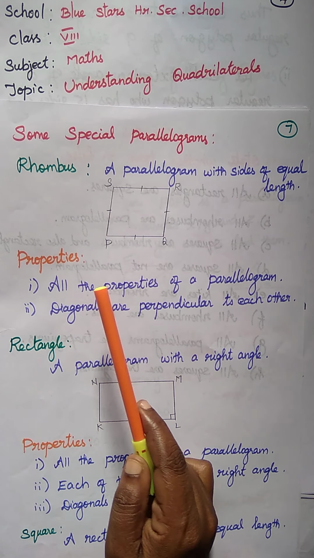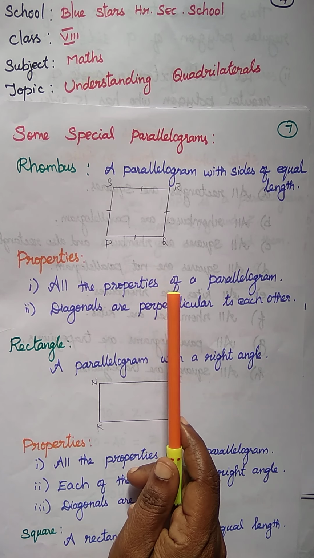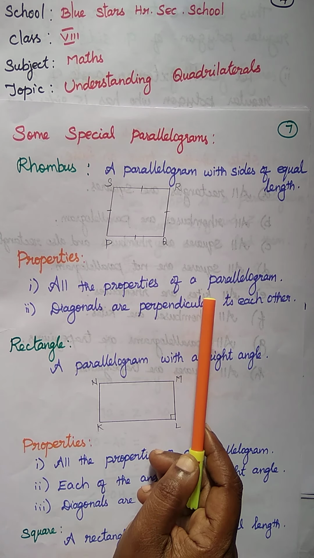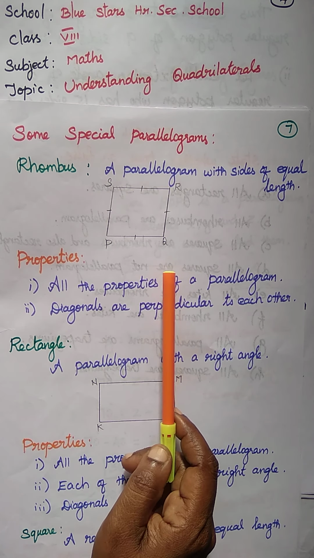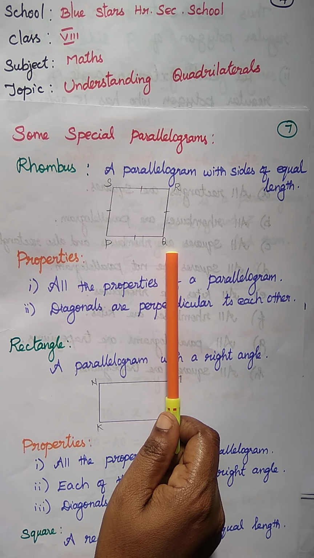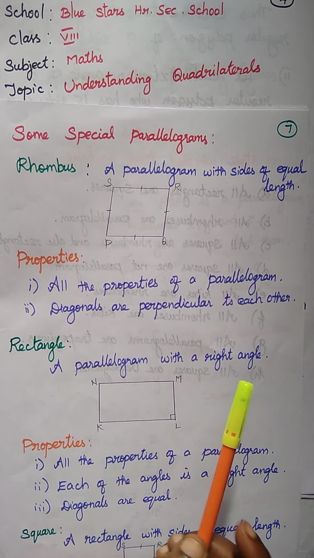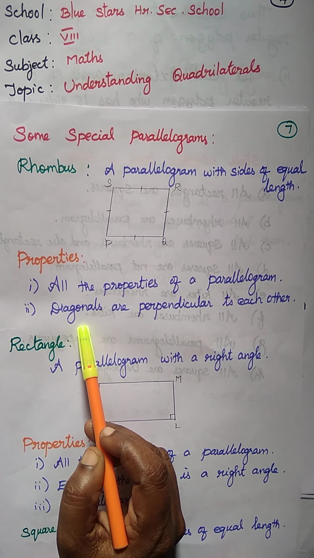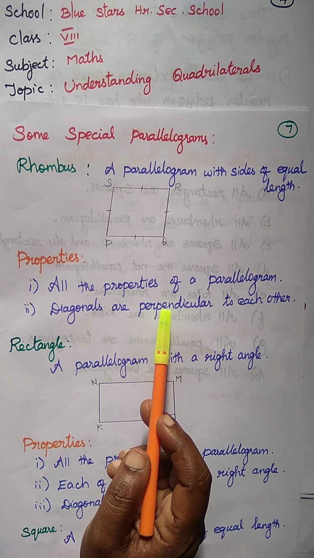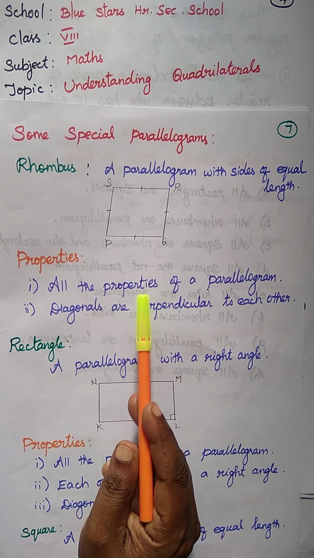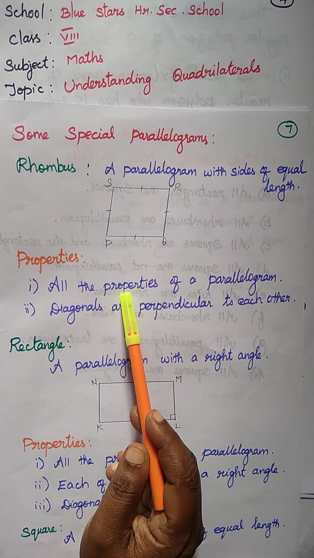Okay. What are the properties of rhombus? All the properties of a parallelogram are the same as the properties of a rhombus. Opposite sides are equal. Opposite angles are equal. Diagonals bisect each other. Sum of the angles is supplementary, right? The same properties hold for rhombus. Next, diagonals are perpendicular to each other. We said diagonals bisect each other in a parallelogram. Additionally, here the diagonals are perpendicular to each other. Okay, these are the properties of rhombus.